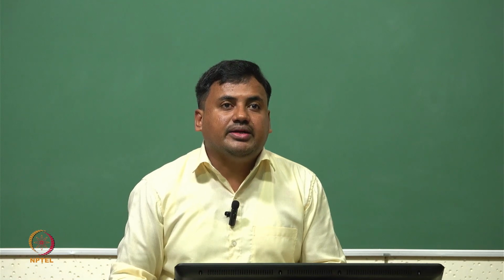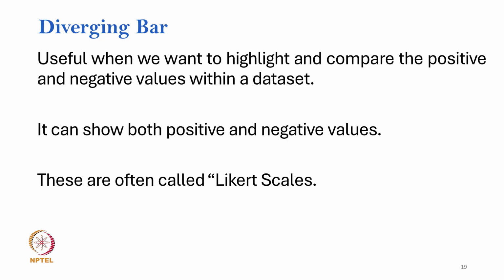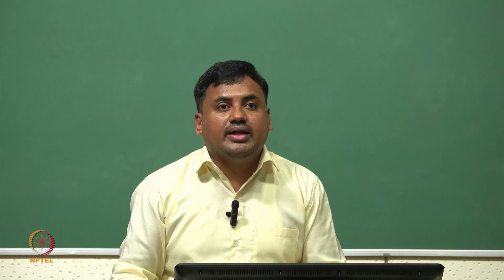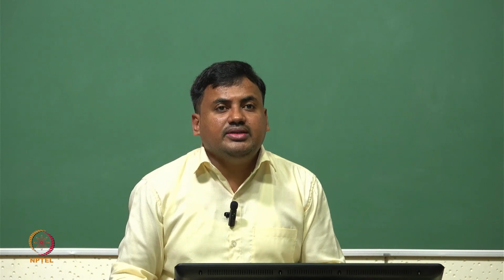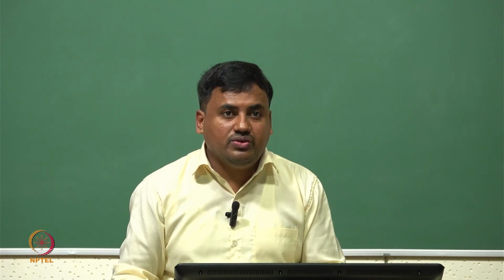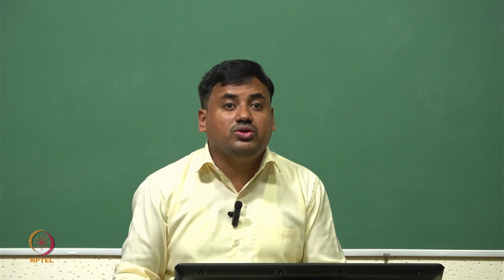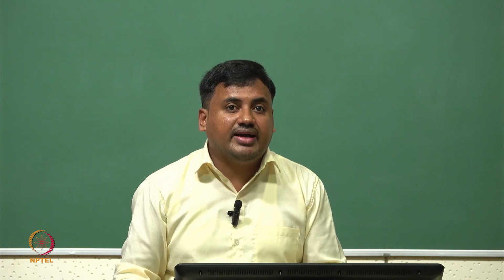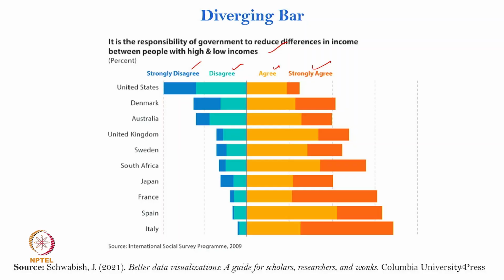Another chart is the diverging bar. A diverging bar chart is particularly useful when we want to highlight and compare the positive and negative values within the data sets. This kind of bar can show both positive and negative values. These are often used with what are called Likert scales. As shown in the image, it shows the responsibility of the government to reduce the difference in income between the people with high and low incomes.